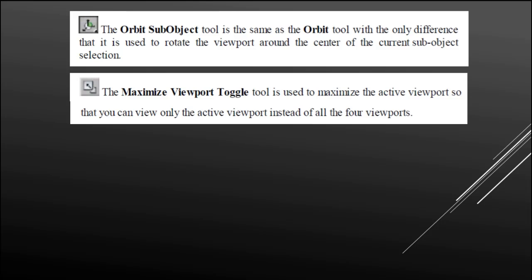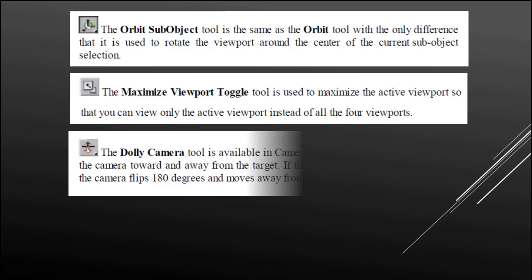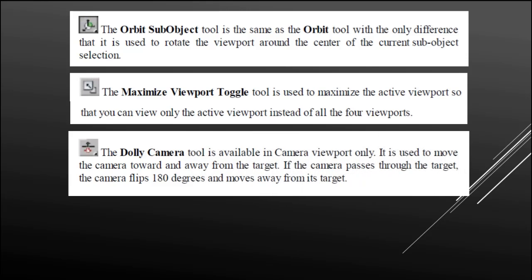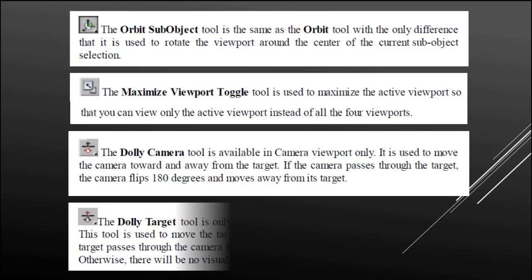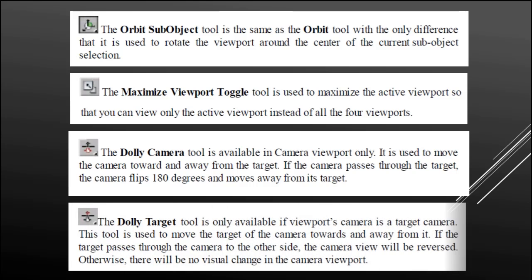The Maximize Viewport toggle is used to maximize the active viewport so that you can view only the active viewport instead of all the 4 viewports. The Dolly Camera tool is available in Camera Viewport only. It is used to move the camera toward and away from the target. If the camera passes through the target, the camera flips 180 degrees and moves away from its target.